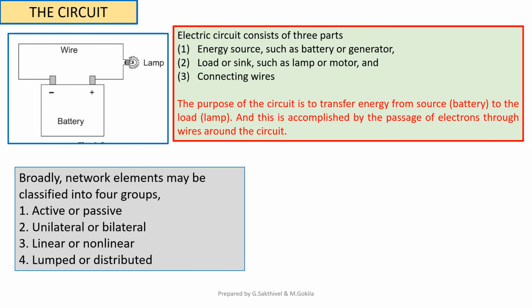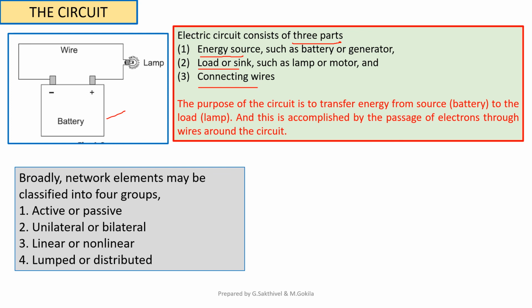An electrical circuit consists of three parts. One is the energy source, and the energy source may be either a generator or a battery. The second part is the load or sink. Examples of a load are a lamp or motor, and the third one is the connecting wires. The connecting wires are used to connect the energy source and load. The purpose of an electric circuit is to transfer energy from source to the load, and this is carried out by the passage of electrons through the wires around the circuit.